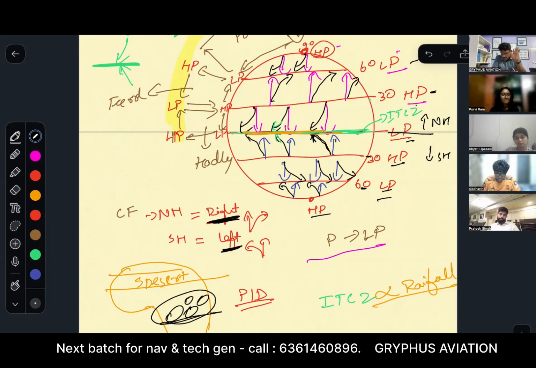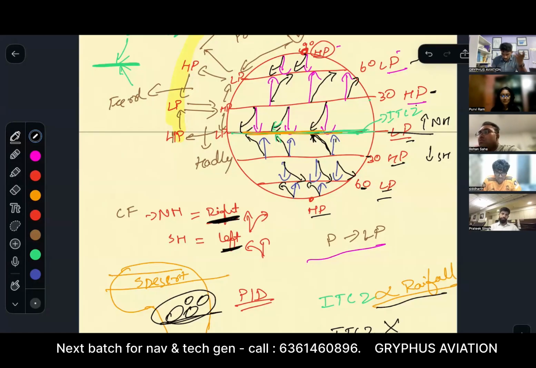So ITCZ is directly proportional to rainfall. And ITCZ is not fixed. It will move as the sun moves up and down. That is what we call SSP. We will discuss this tomorrow. Today we will not go for that.